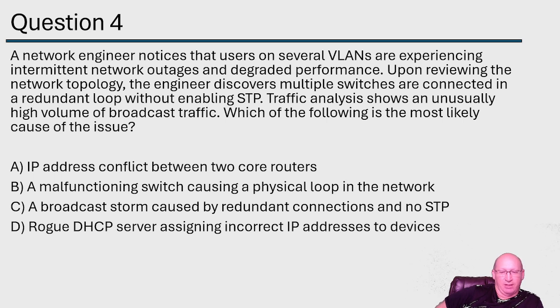Well, a rogue DHCP server could lead to some misconfigured devices, but it wouldn't lead to network flooding like we're seeing like this. That means it's a broadcast swarm. A broadcast swarm occurs when we have excessive broadcast traffic on the network, often caused by switching loops. And spanning tree protocol is not enabled in this scenario.